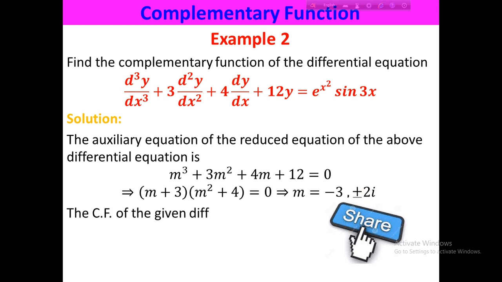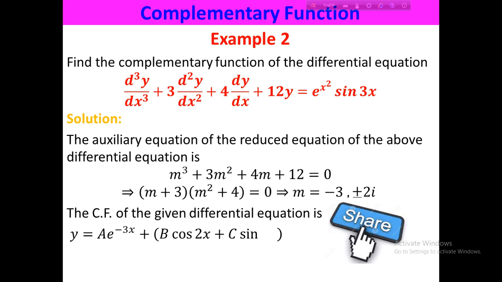Therefore the CF of the given differential equation is, you see that for minus 3 this will be a e to the power minus 3x, and for 0 plus or minus 2i, that is alpha equal to 0 and beta equal to 2. As I said, there is e to the power alpha x, here e to the power 0x means 1, here a constant into cos beta x, beta is 2, so b cos 2x plus c sin 2x. This is the complementary function of the given differential equation, where a, b, c are constants.